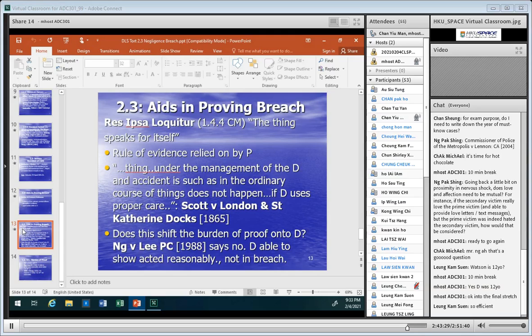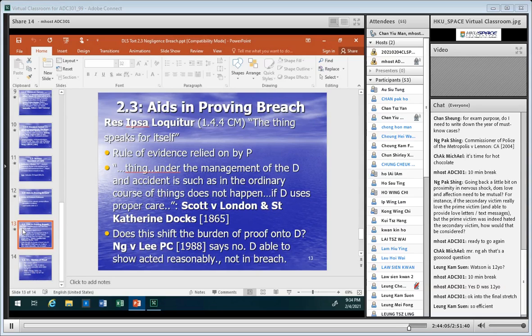And the leading case on this is not in your course manual, so you might want to make a note. It's called Scott v London and St Katharine Docks. In the Scott case, it was a crane which collapsed and people got injured, and the court found res ipsa loquitur existed. The crane was under the management of the defendant, and the accident was such as in the ordinary course of things would not happen if the defendant used proper care, and so the thing speaks for itself, and that was useful evidence for the plaintiff to prove breach of the duty of care.